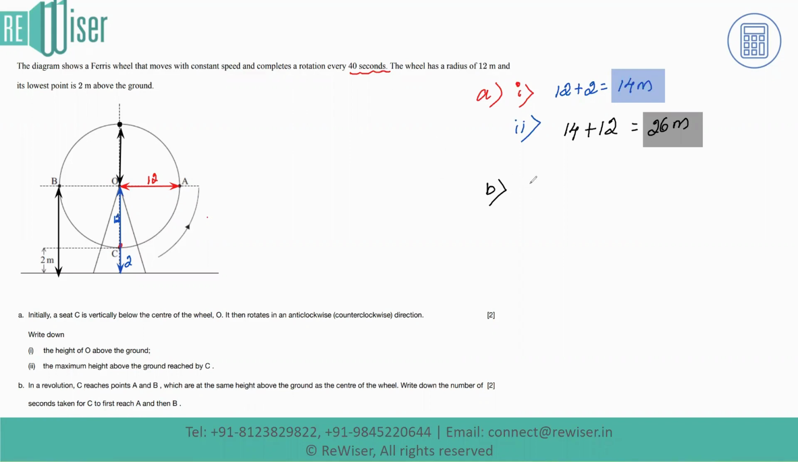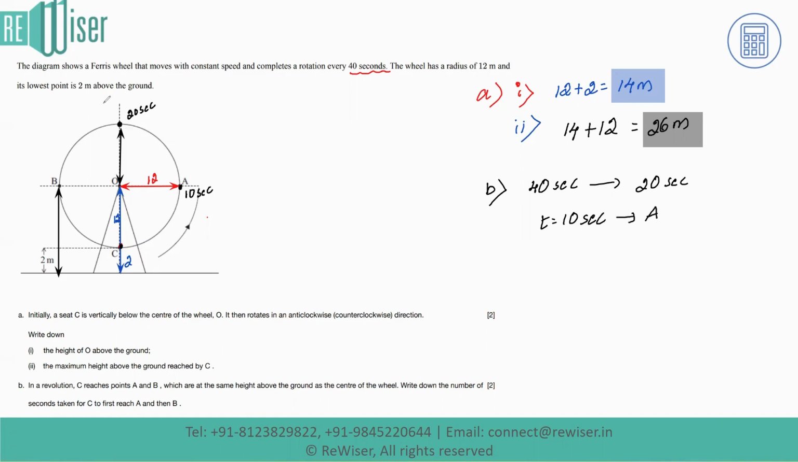We know one revolution is going to take 40 seconds, so half a revolution would take 20 seconds. If I'm starting here, I would go to the maximum point when the time hits 20 seconds, half a revolution. Now, this point A is exactly midway between C and the topmost point. So we can reach A in 10 seconds. When time is 10 seconds, we will be able to reach A.